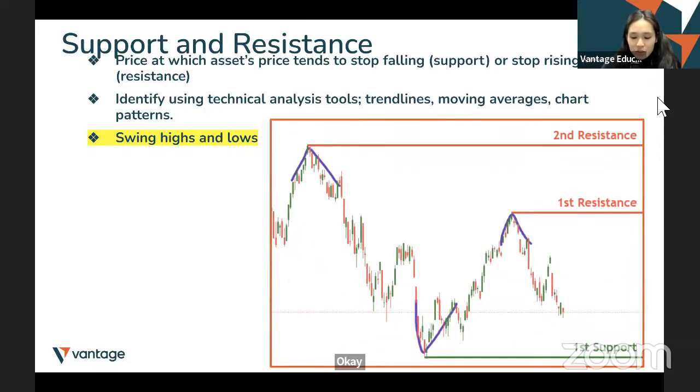I've added an image here for you to see how we can use swing highs and lows as resistance as well as support levels. We'll also go through this more in depth in the next few slides. Take note of how there are clear peaks and troughs in the market structure in order to be used as resistance as well as support levels.